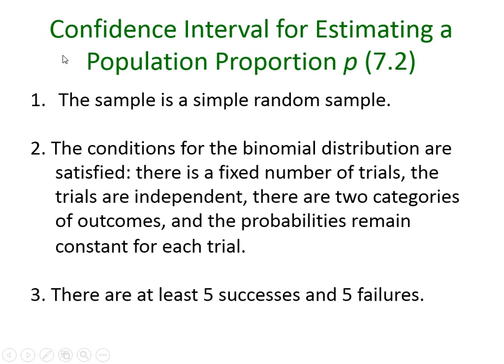It just goes through the things that had to be met before I could find that confidence interval for my proportion. The sample had to be a simple random sample. The conditions for the binomial distribution had to be satisfied. So there had to be a fixed number of trials. The trials each had to be independent. There's only 2 categories of outcomes. The probabilities remain constant for each trial. We also had to have at least 5 successes and at least 5 failures in our sample.